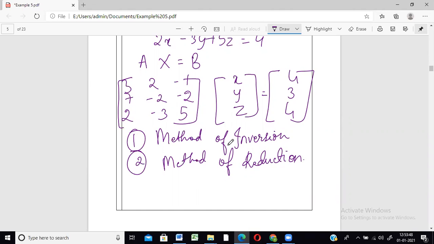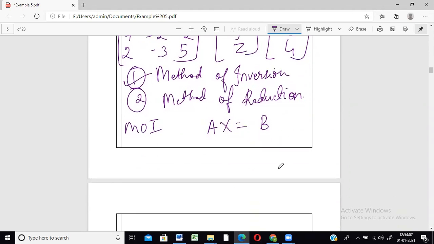For linear equations, we have the method of inversion and the method of reduction. So let us start with the method of inversion first. We know that we have written the equations of this form, right? Ax is equal to b.